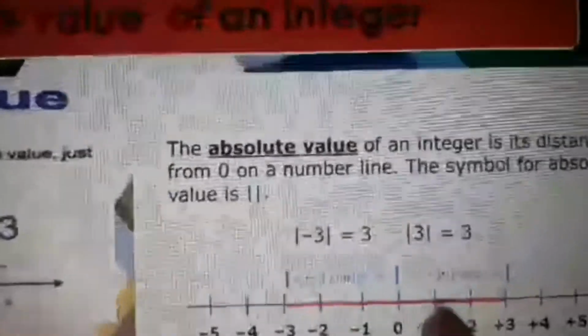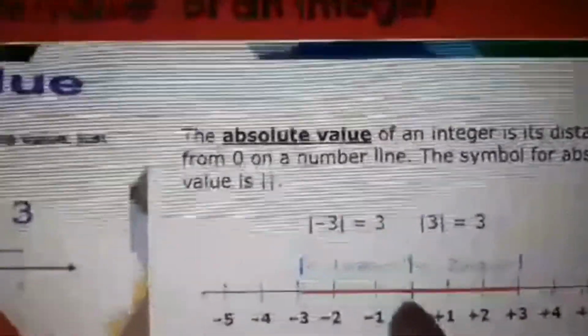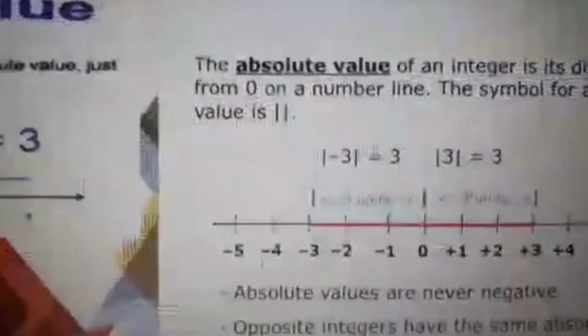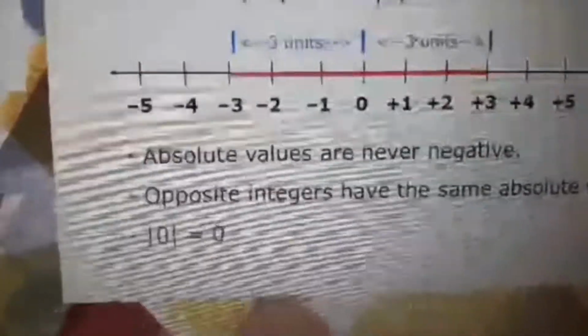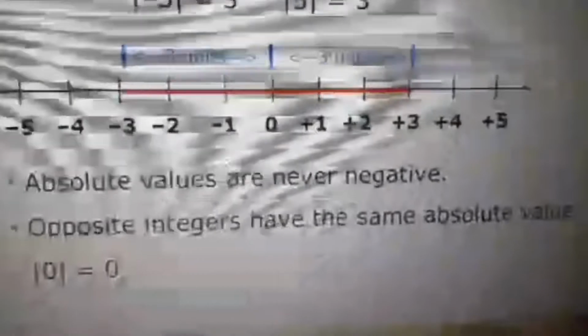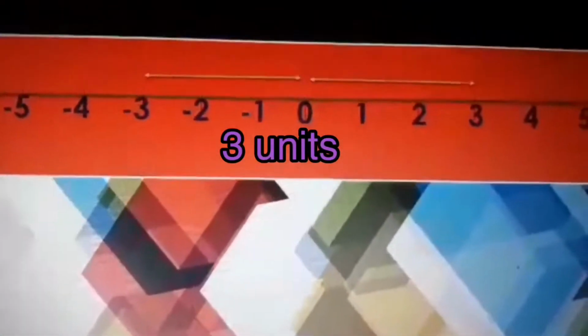Another one here at the positive side, and here at the negative side. Therefore, there are 3 units here. So we have 1, 2, and 3. Again, absolute values are never negative. So therefore, always a positive sign. Opposite numbers, integers, have the same absolute value. The absolute value of 0 is equal to 0. Another example for absolute value: how many units are there? There are 3 units. Starting from 0, we have 1, 2, and 3. So here are the 3 units.